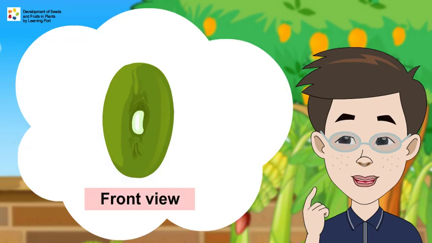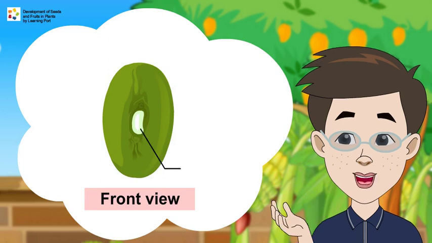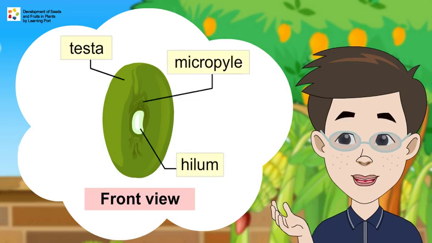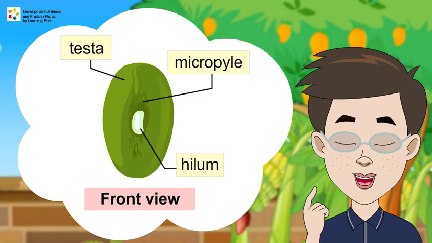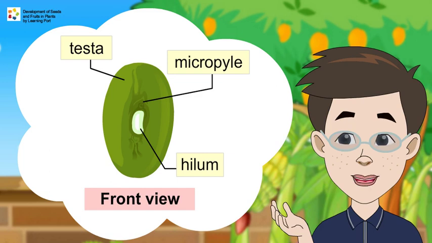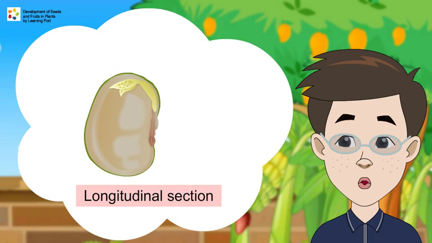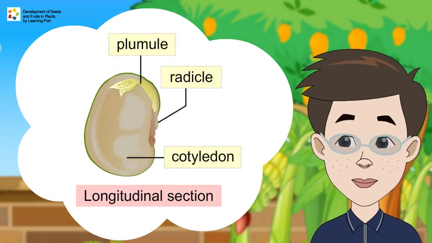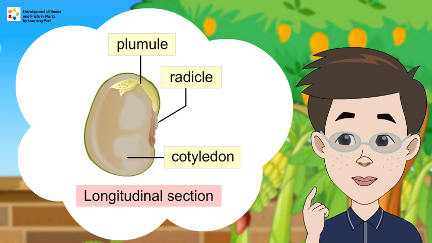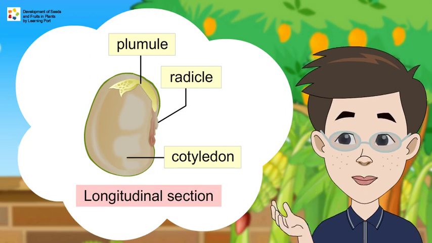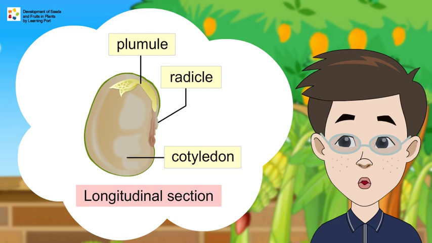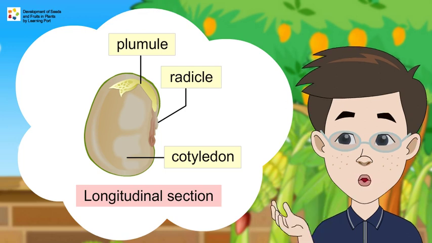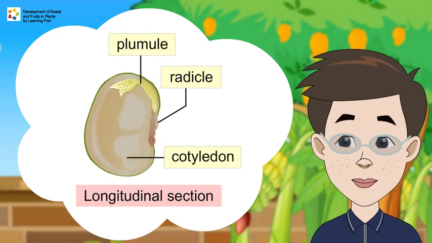A seed is made up of an embryo. You can find a hilum and a micropyle on the testa. The hilum is the place where the seed attaches itself to the fruit, and the micropyle is the small hole which allows the entry of air and water to the seed. The embryo is composed of a plumule, a radicle, and a cotyledon. The plumule develops into a new shoot, and the radicle develops into the root. The cotyledon, also known as endosperm, stores and provides food for the seed.